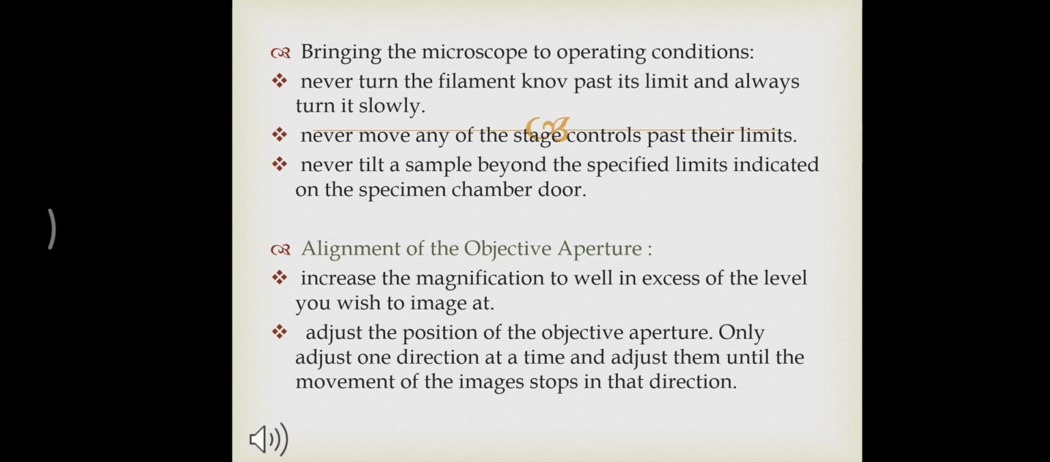Fourth, alignment of the objective aperture. Increase the magnification to well in excess of the level you wish to image at. Adjust the position of the objective aperture. Only adjust one direction at a time, and adjust until the movement of the image stops in that direction.